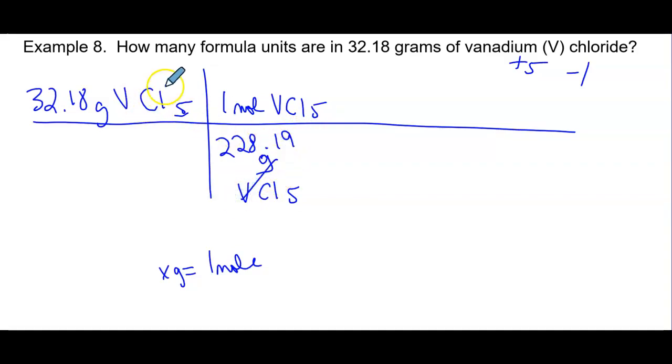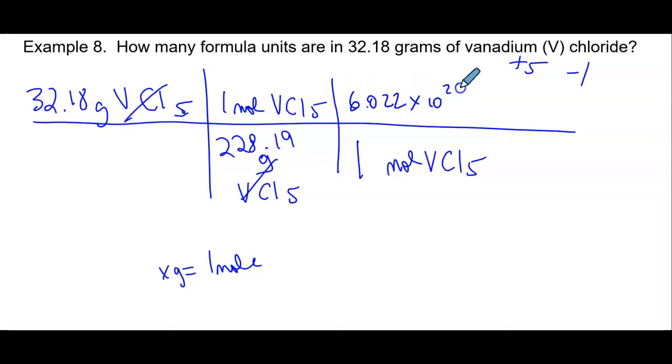So grams of vanadium chloride cancel, leaving me moles of vanadium chloride. But I want formula units, so I'm not done because I have moles, so I got to do another grid. I know whatever unit and chemical formula I have here, I must have in the bottom of the next box so that they will cancel. And I know for my conversion factor, 1 mole of vanadium chloride, vanadium 5 chloride, would equal 6.022 times 10 to the 23rd formula units of vanadium 5 chloride.